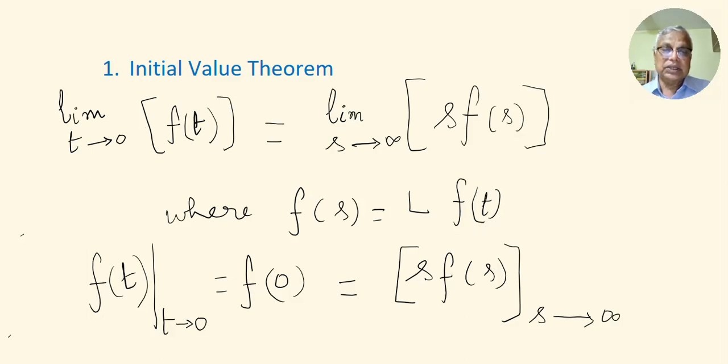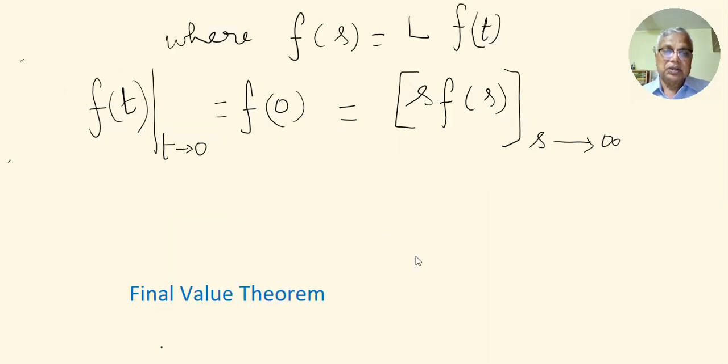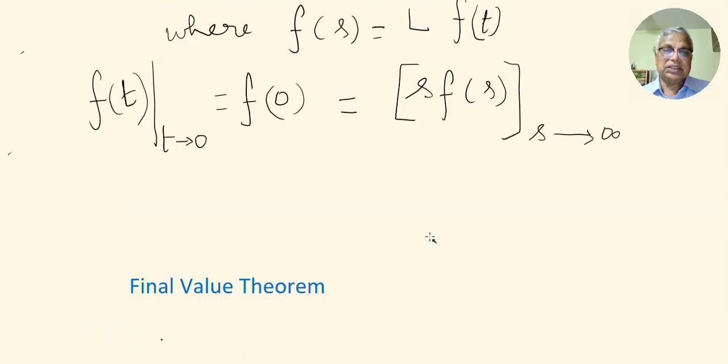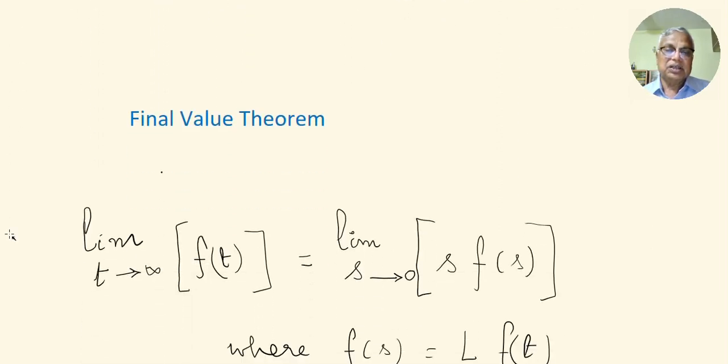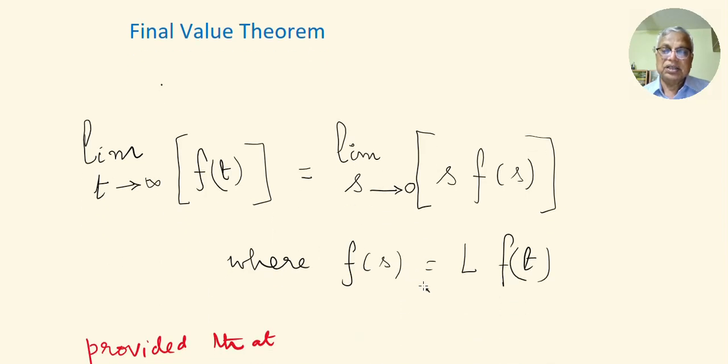Let us now see the final value theorem. The final value theorem states almost the same thing. It gives the final value of the function. Just interchange the limits here. Simple. Interchange the limits, and you get the final value theorem. So f of t in the limit t tending to infinity, the final value, will be equal to s into F of s in the limit s tending to 0, where F of s is L of f of t.